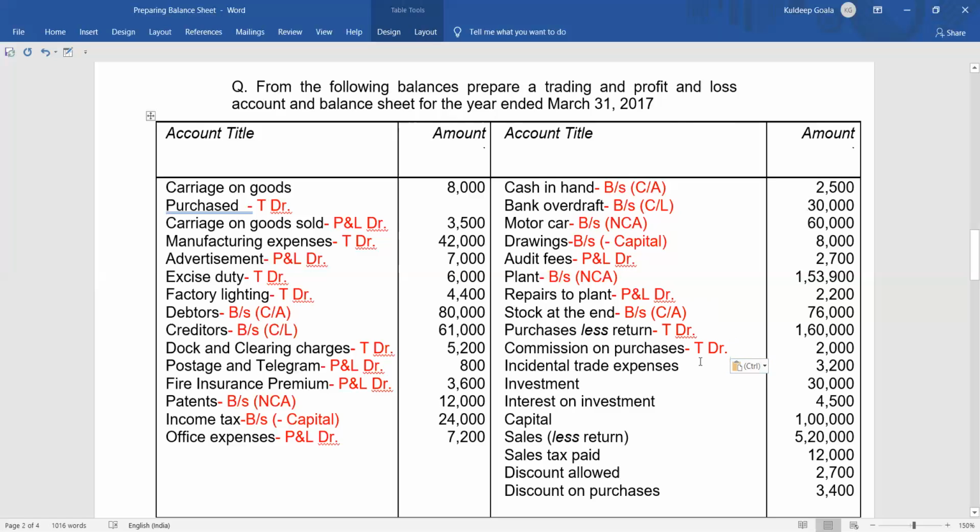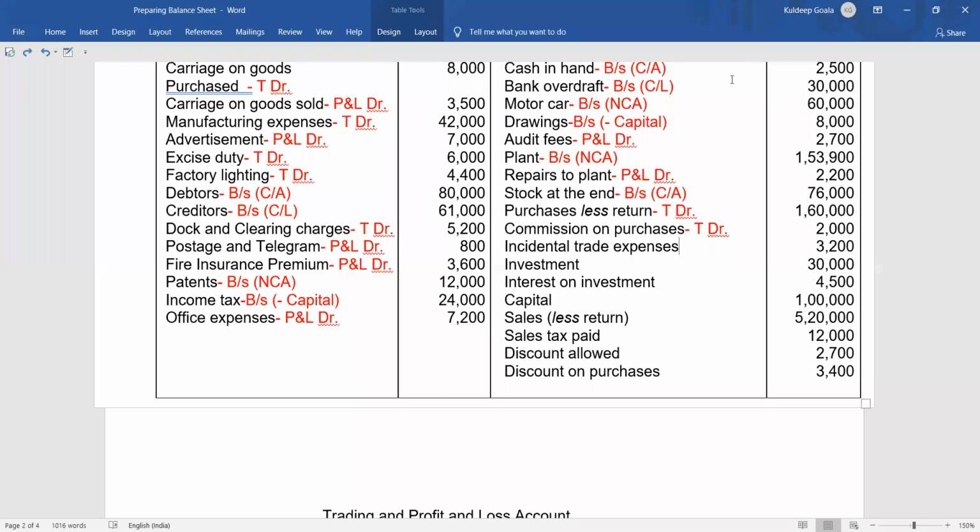Then incidental trade expenses. Okay, incidental, so it will come in the profit and loss debit side. Incidental trade expenses means while doing the trading activities, some type of expenses has occurred in the business activities, so those are the incidental trade expenses that will come in the profit and loss debit side.